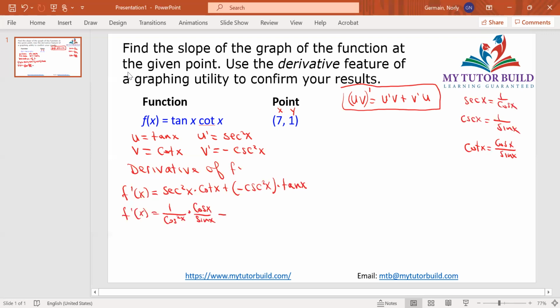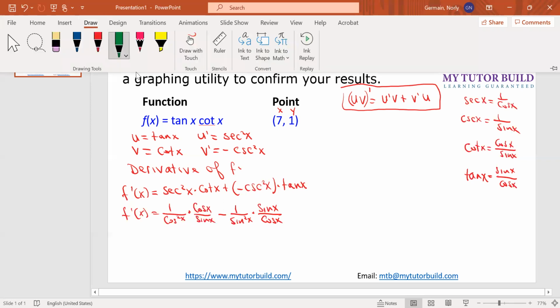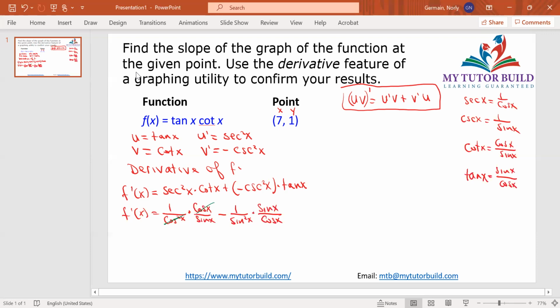Now, the plus and minus give us negative, and cosecant square x is 1 over sine square x. Tangent, as a trigonometric identity, is sine over cosine, so I can replace it by sine x over cosine x. Now, because we have two cosines, we have cos square x, so we can simplify one cos with this cos, and one sine with one sine.